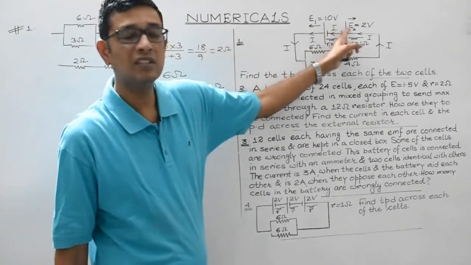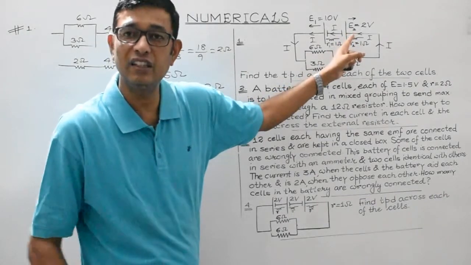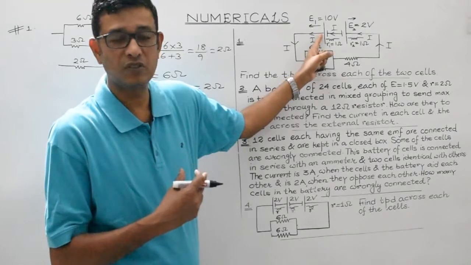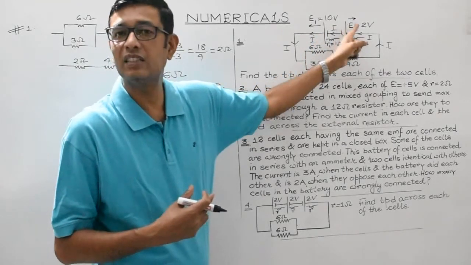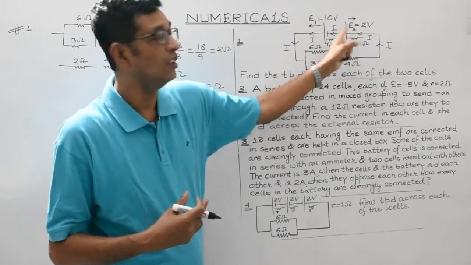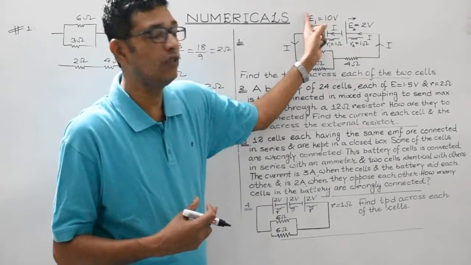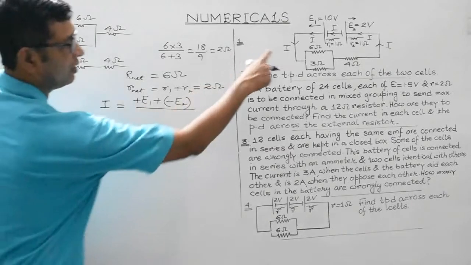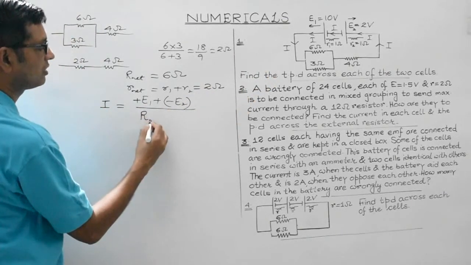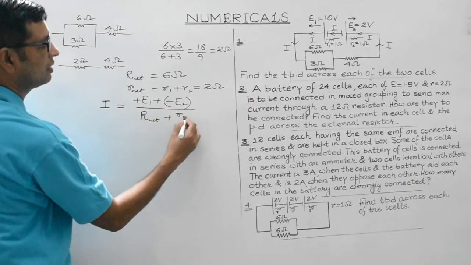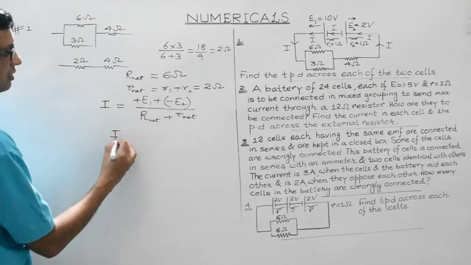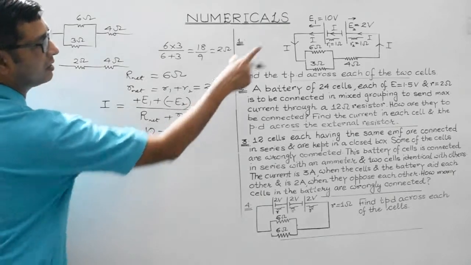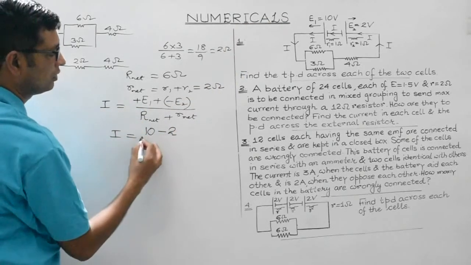Here, the two cells will be sending current through the circuit in the opposite direction, right? So the dominating one, I have assigned a positive sign. The less dominant one, I have assigned a negative sign. So the net EMF in the circuit would be E1 minus E2, right? So net external resistance plus net internal resistance. So what you get is E1, that is 10, minus E2, that is 2.